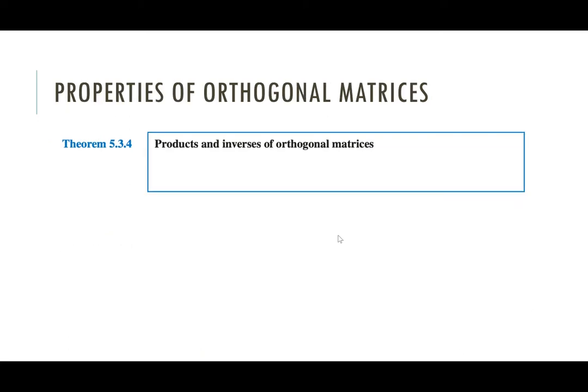Okay, let's move on to some properties of orthogonal matrices themselves. So not the transformations, but the matrices. First, we'll say the product of two orthogonal matrices is orthogonal. This should not be surprising. Basically, if you do a transformation that doesn't change the length, and then you do another transformation that doesn't change length, then doing one after the other, you haven't changed the length.